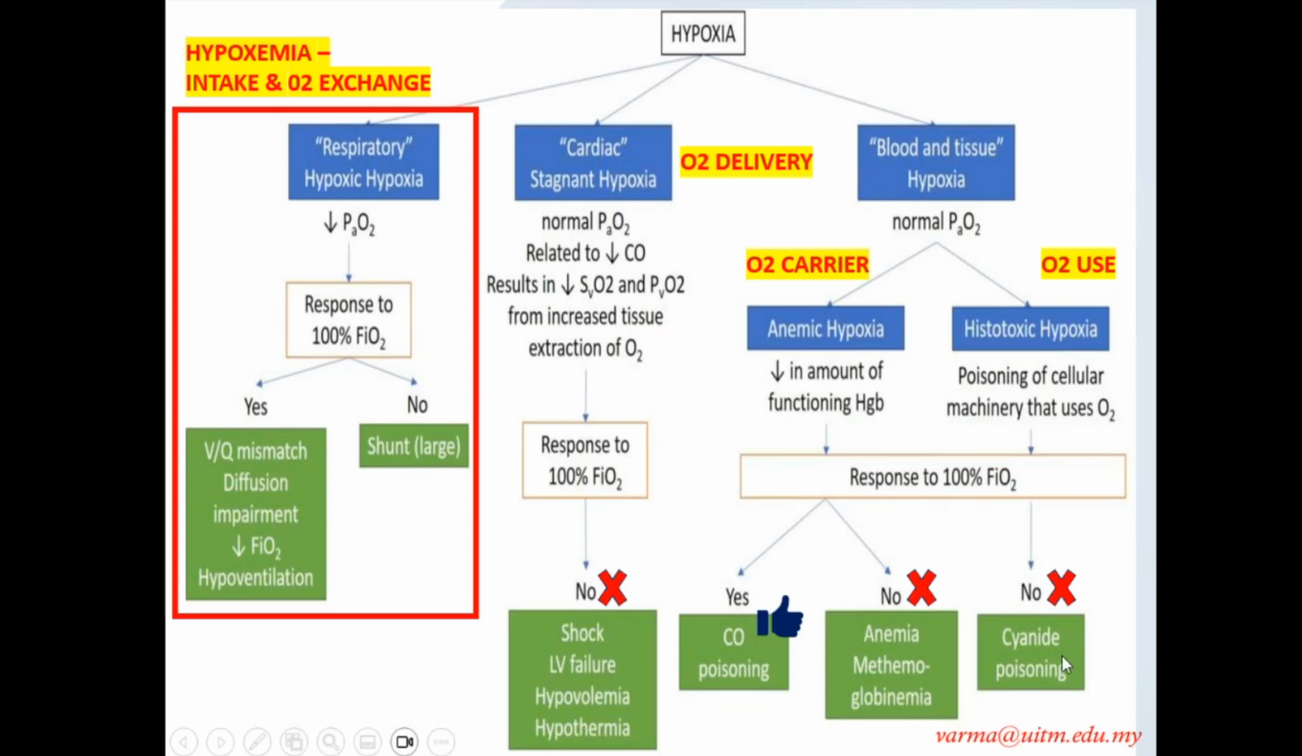In cyanide poisoning, the problem is not with the oxygen delivery or oxygen concentration. The problem is within the cell itself. That is histotoxic hypoxia. So that's how we find out. So the 100% oxygen test can help in hypoxemia and also in hypoxia. But bear in mind, as I mentioned, these can coexist.